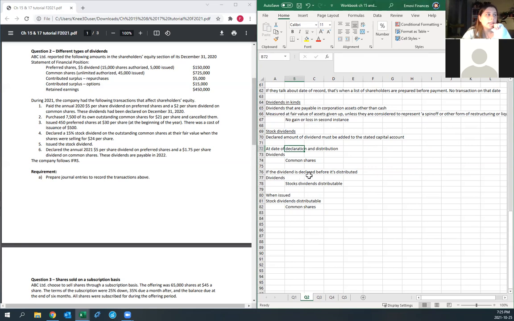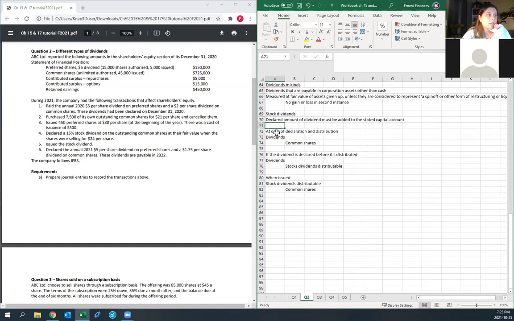For stock dividends, basically the declared amount of dividend must be added to the share capital account. So at the date of declaration, it's dividends, common shares. And if the dividend is declared before it's distributed, then it's going to be stock dividends distributable, and you're going to debit that account when you issue the common shares.